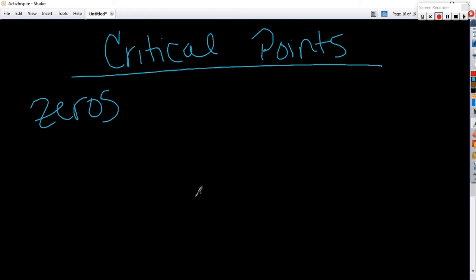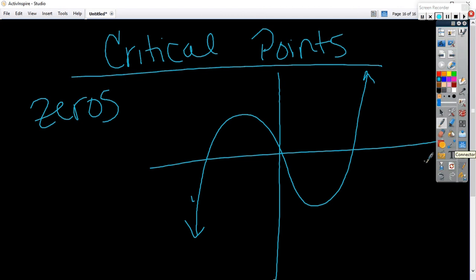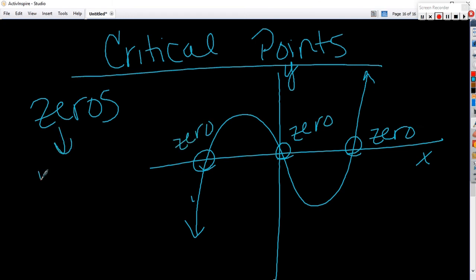So zeros, you should know by now. What are zeros of a function? This is x, y. If that's the graph, where are the zeros? On the x-axis, okay? Any place that it crosses the x-axis, these are called zeros. All right.